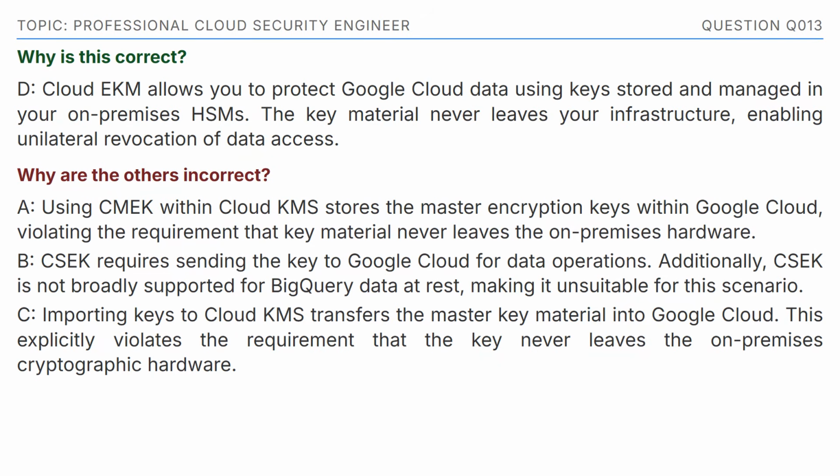Why is this correct? D. Cloud EKM allows you to protect Google Cloud data using keys stored and managed in your on-premises HSMs. The key material never leaves your infrastructure, enabling unilateral revocation of data access. Why are the others incorrect?